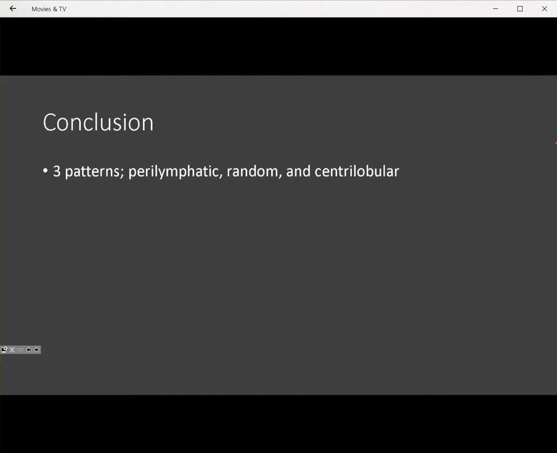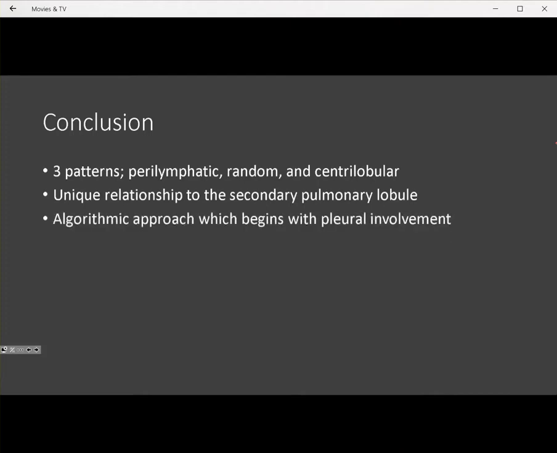So in conclusion, there are three patterns of micronodular lung disease that you have to know. There's perilymphatic, there's random, and there's central lobular. So when someone asks you what are the three patterns, it's these three: perilymphatic, random, and central lobular. They each have a unique relationship to the secondary pulmonary lobule, and we can use that relationship to develop an algorithmic approach to differentiating them on CT.